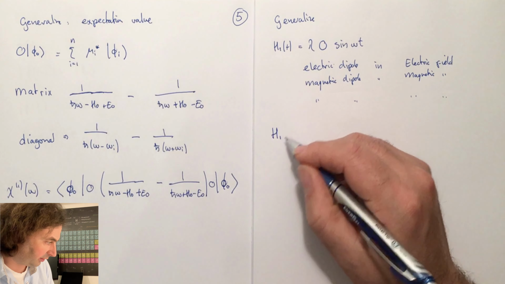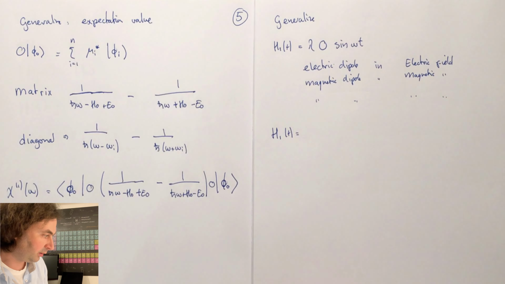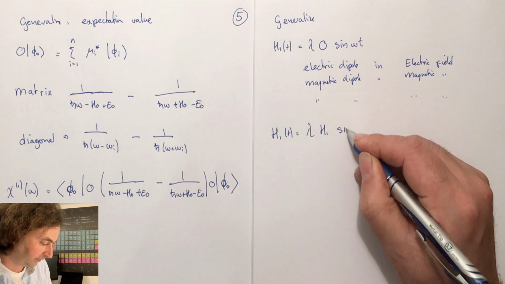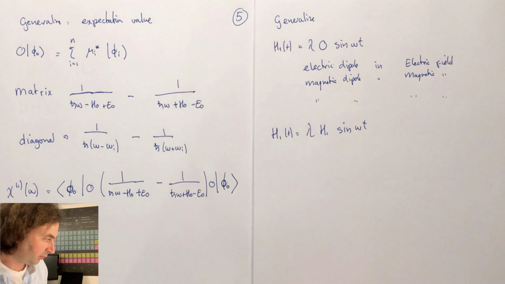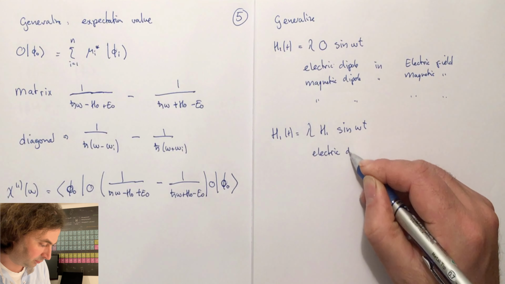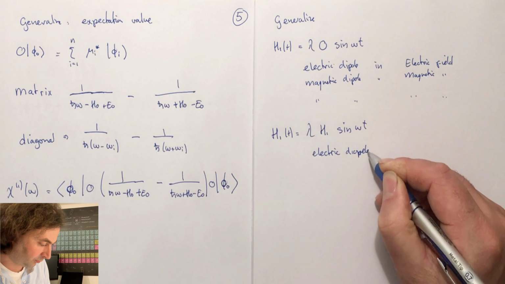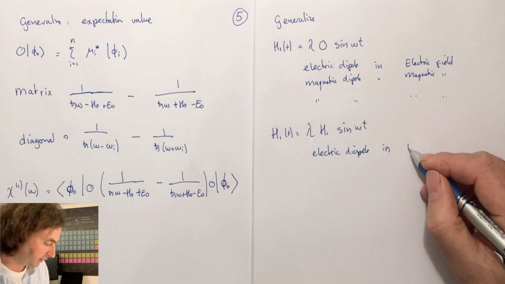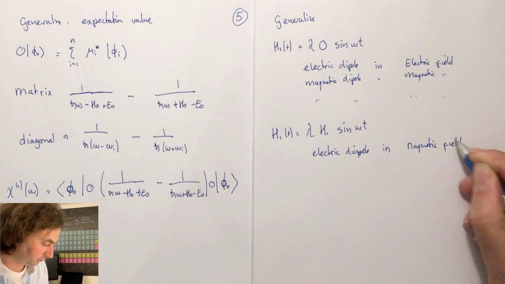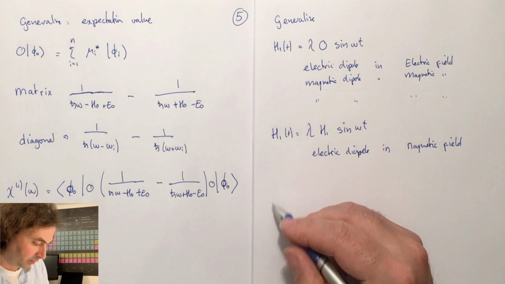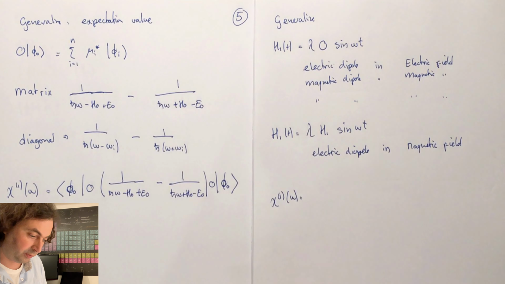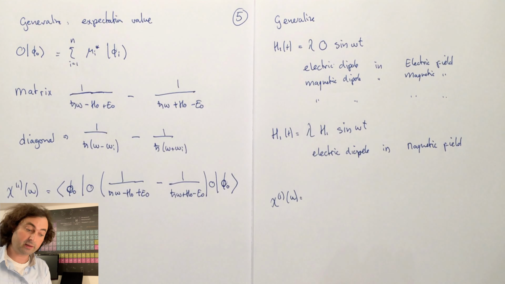Now we can also have a look at a system where we drive with a different operator than we measure. For example, we can look at the electric dipole for a system that we drive with a magnetic field. If we do this, then we have to modify our susceptibility slightly.